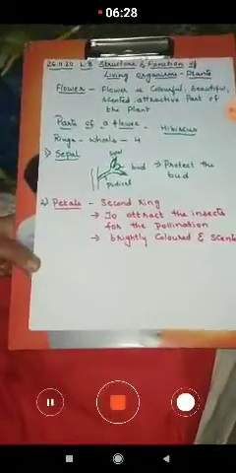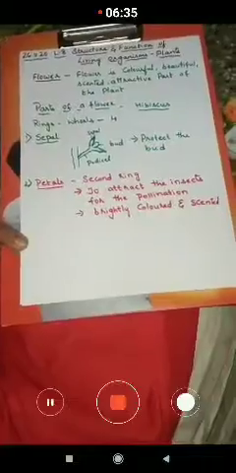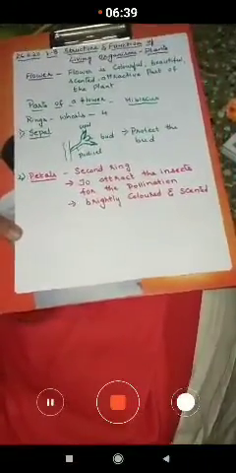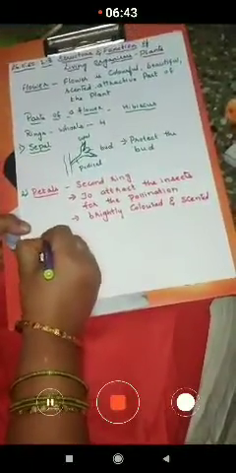So now we'll move on to the third ring. The third ring of the flower. What is the third ring of the flower, children? Yes, the third ring of the flower is the stamens.